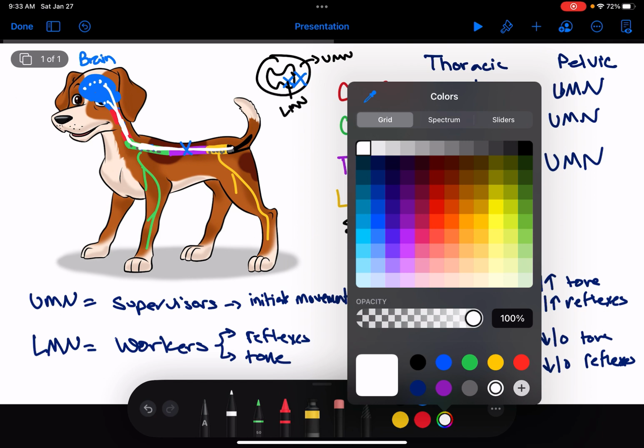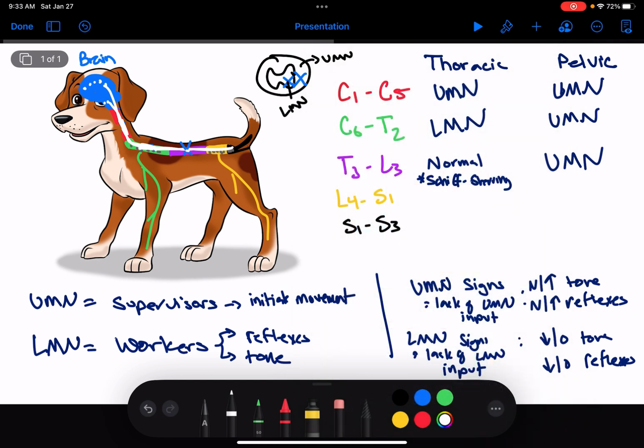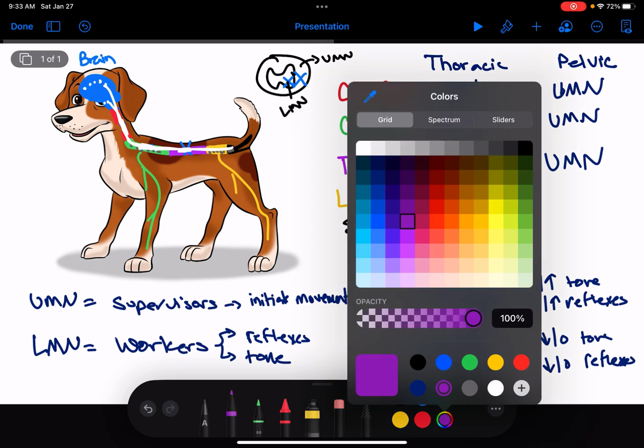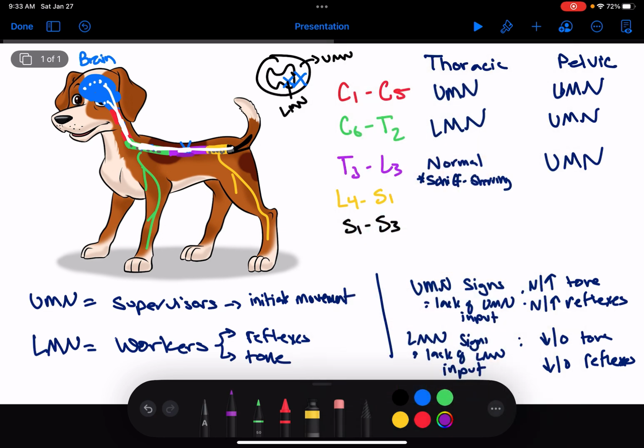So let's go ahead and we're going to fix our lesion here. Put our white matter tracts back. Pull out our purple. That way we don't get that confused. All right.